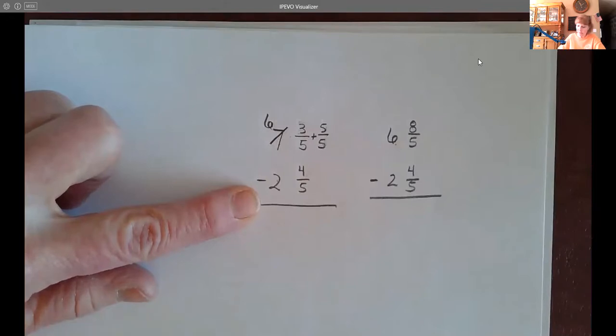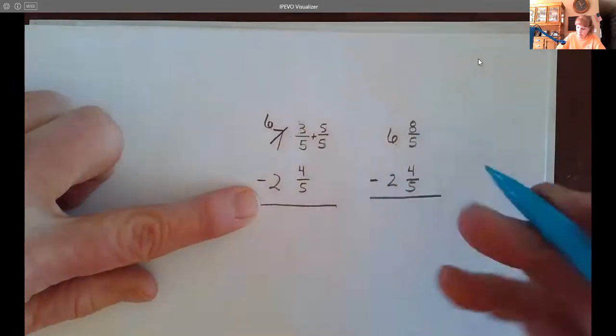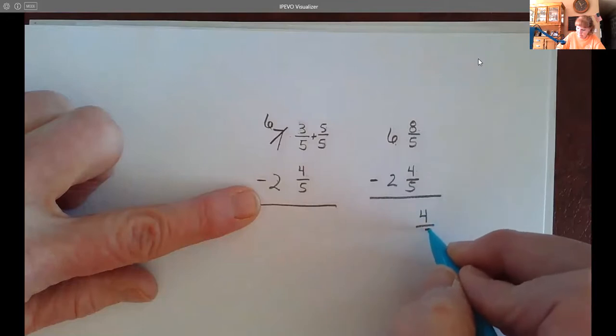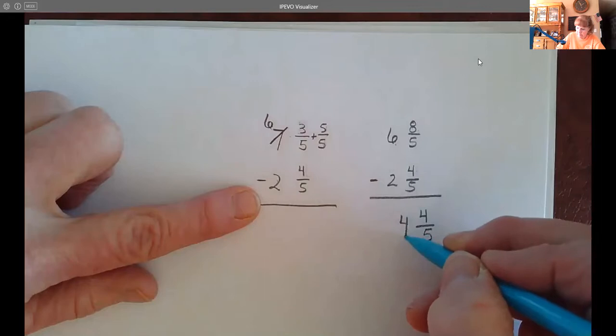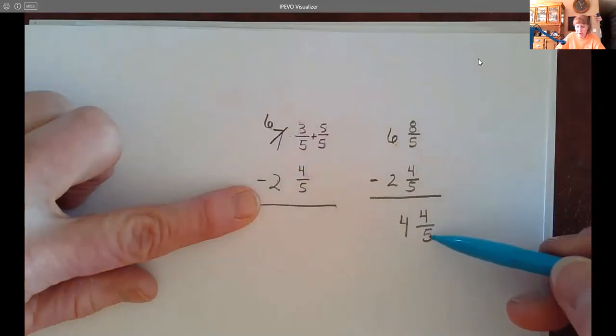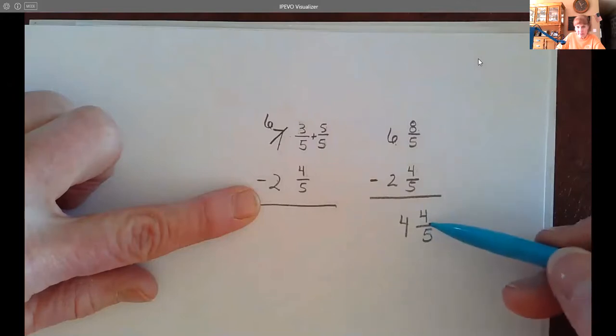So now we can subtract them. 8 minus 4 is 4. 6 minus 2 is 4. This cannot be reduced. Something doesn't go into 4 and 5, and it's not improper, so you have to make it a mixed number. You're done.